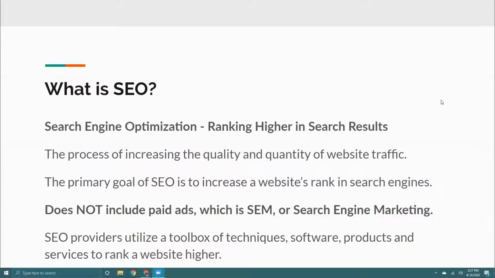A lot of times I get asked what SEO is, and a lot of people don't understand it. So just to break it down, SEO is search engine optimization, which is basically trying to rank your website higher in search results. An SEO company usually has a process and a toolbox of techniques and software that they utilize in order to rank websites higher. Woodley had mentioned a couple of those in his presentation, so I'm going to dive a little bit deeper into how to optimize your business website for ranking higher.